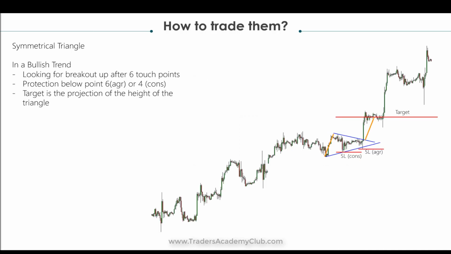Next, we have a symmetrical triangle in a bullish trend this time. The trend is bullish, we're starting to get a consolidation, and somewhere in the second part of the consolidation, a triangle forms. Once again, we have the touch points, and after the last one, we can be looking for continuation with the breakout.